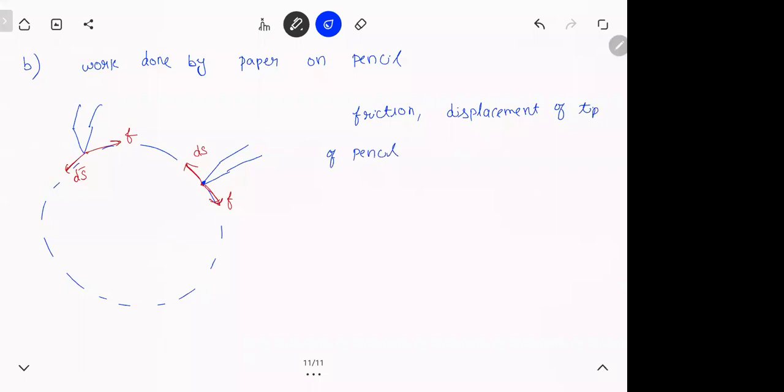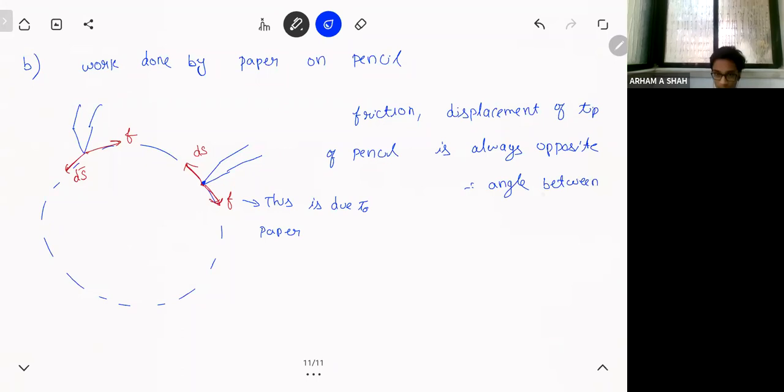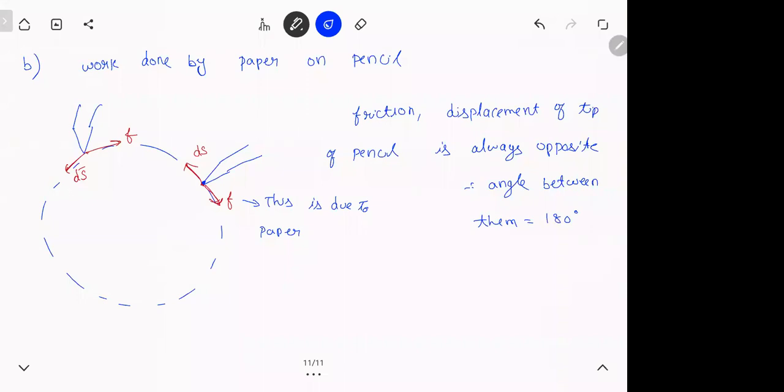Here, see, the paper is applying force. Who is giving this friction? This is due to paper, no? This is the friction between the paper and the pencil. It is always opposite. So what is the angle between them? Therefore, angle between them is 180. Now see here carefully. The tip of the pencil is moving now. You're applying force on the tip of the pencil and the tip of the pencil is moving. There's a displacement now. So work done is integral of force dot displacement.